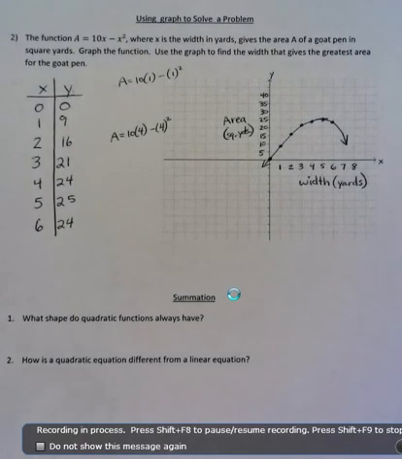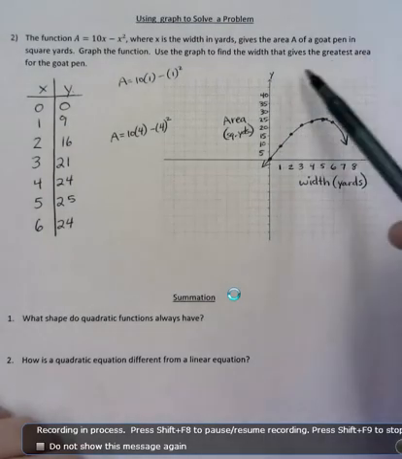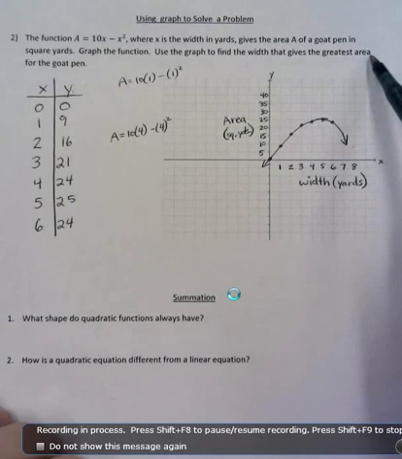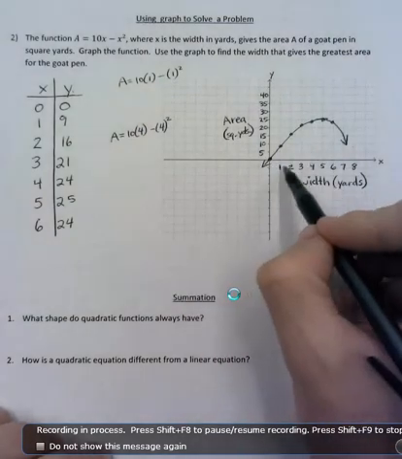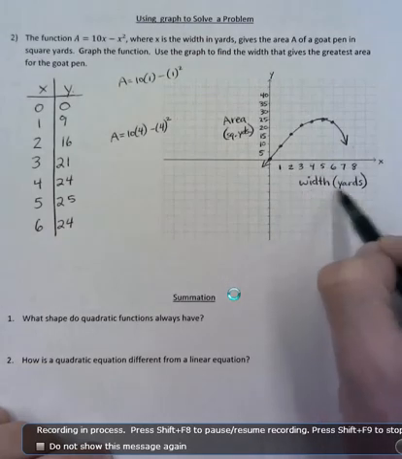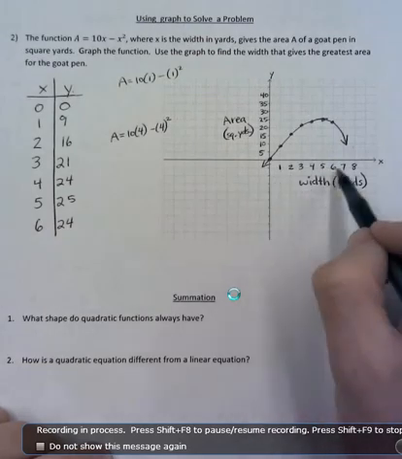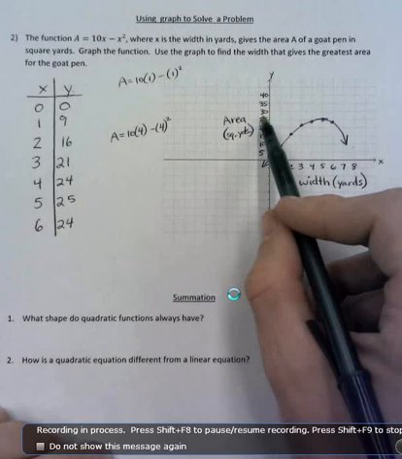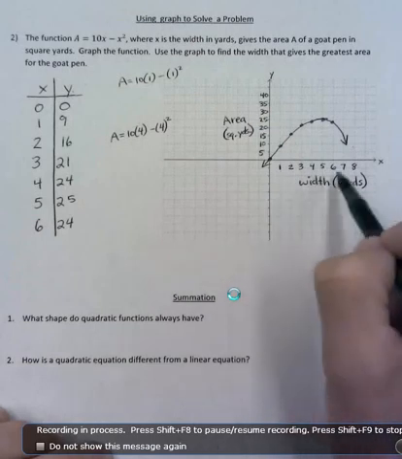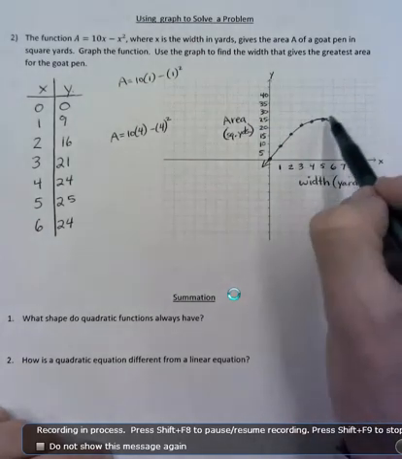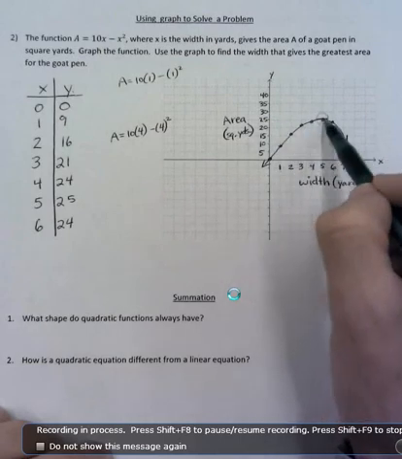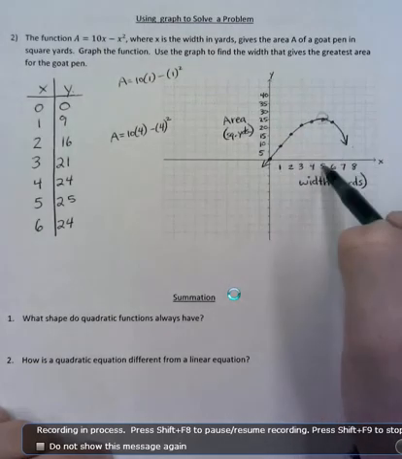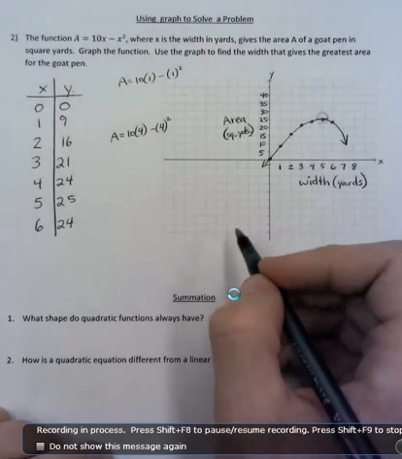Now, it says use the graph to find the width that gives the greatest area for the goat pen. Well, what width here, since it's labeled on my x-axis, corresponds to the largest area for the goat pen? And you might be thinking, Mr. Dudek, that's a stupid question. It's right there. It's the highest point, the one that matches up with 25. Therefore, the width that gives the largest area is 5 yards.